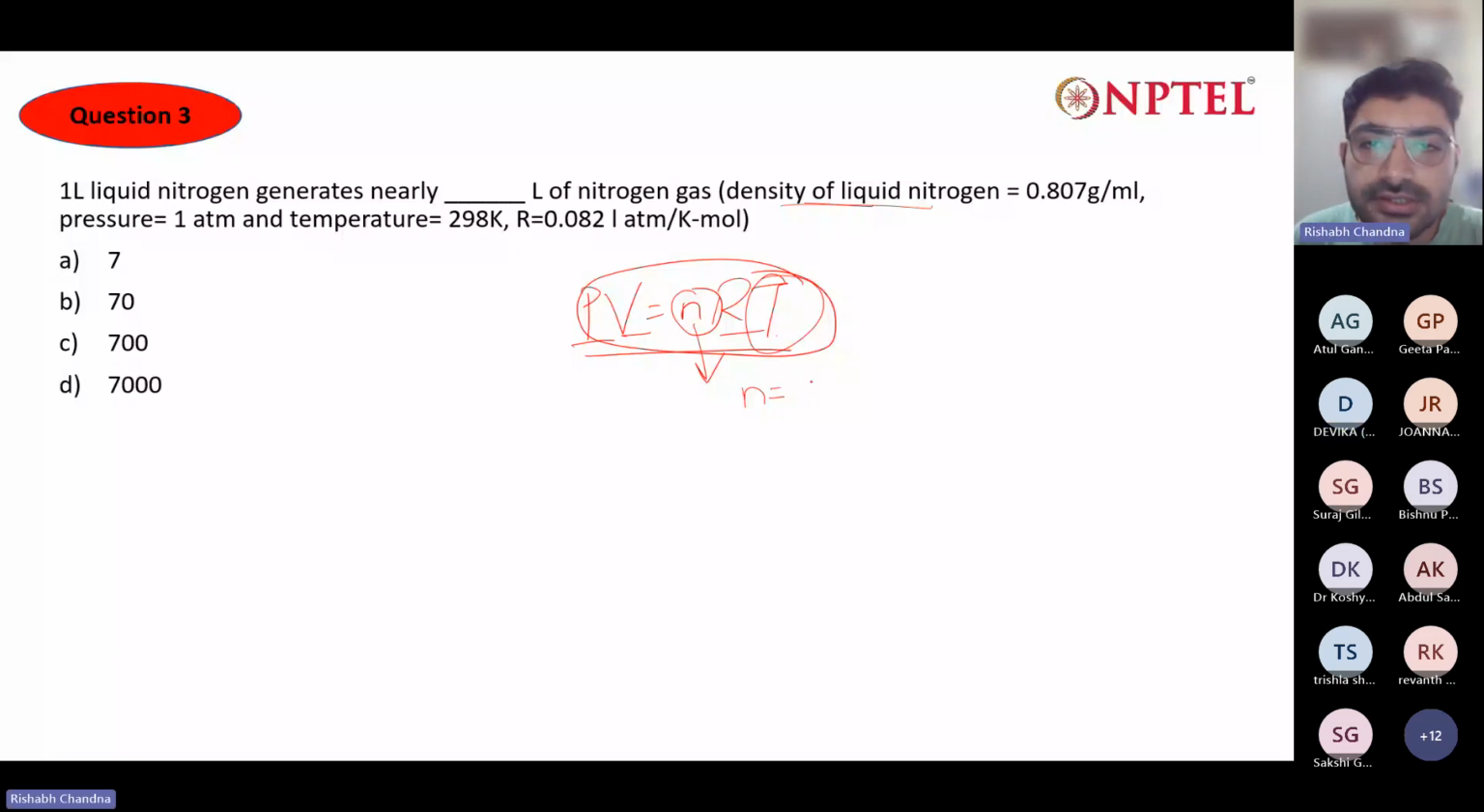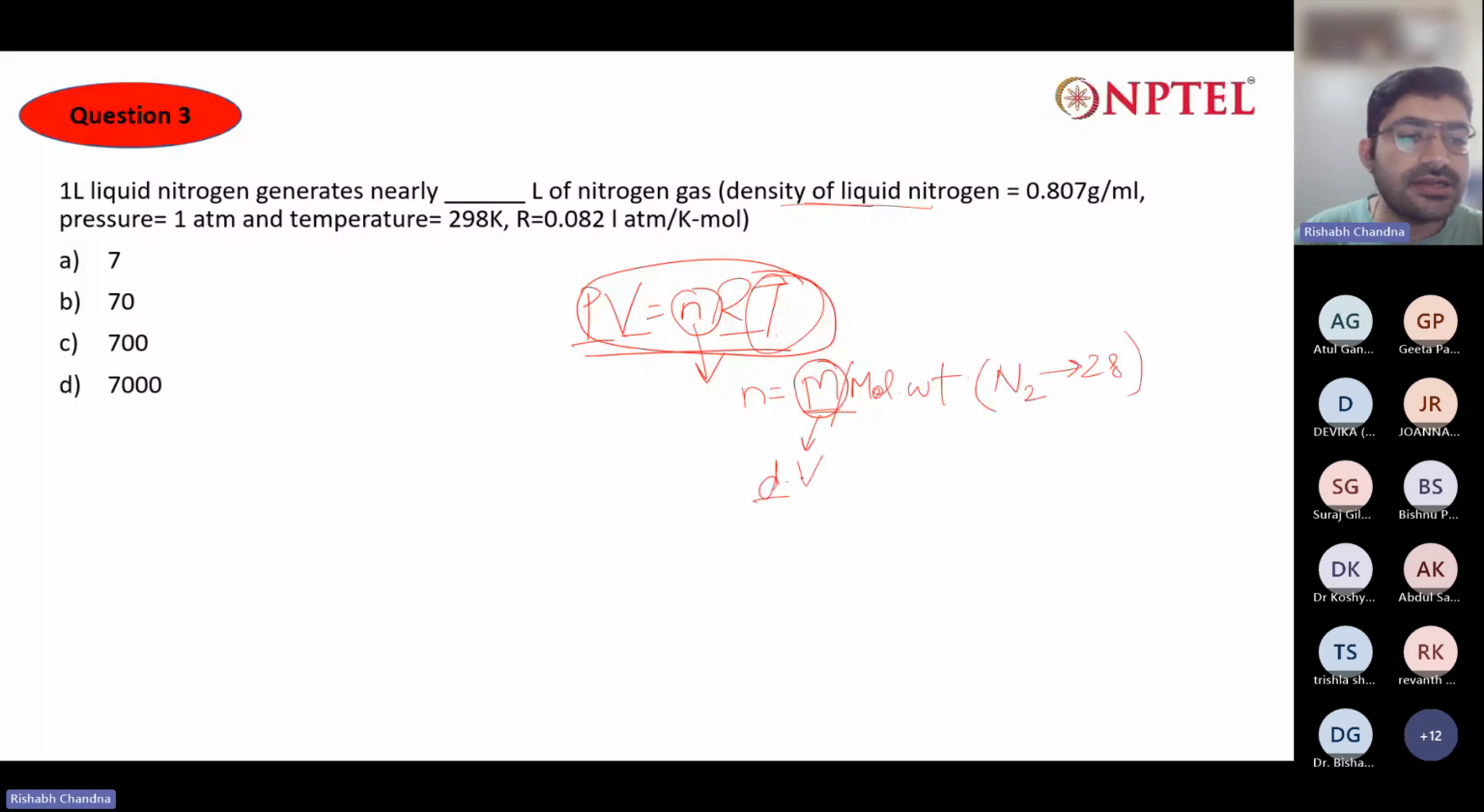So for n, we have the number of moles. The definition of mole is the given mass that we have upon the molecular weight. The molecular weight of liquid nitrogen, that is N2, is 28. So from this we need the given mass, and that we'll get from the density into the volume. Density states mass upon volume, so it's mass per unit volume. So for mass, we'll get the value as density into volume.